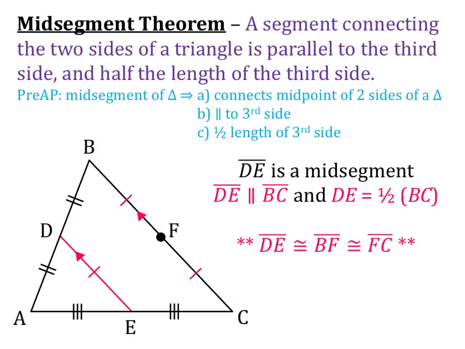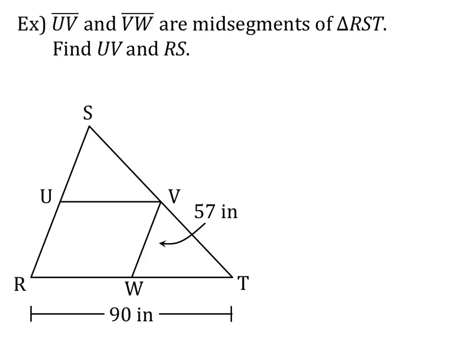Well, if we think about what midpoint is, midpoint means cut in half. So that means that DE and BF and FC are all the same size, meaning that they are congruent. Let's look at an example.